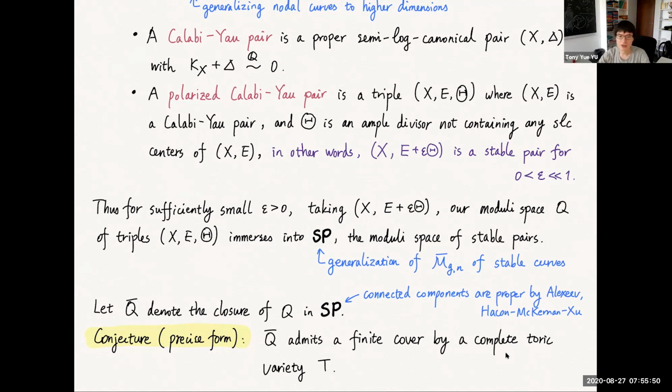In the lecture tomorrow, I will explain how mirror symmetry and the mirror family that we constructed in the proof of the Frobenius structure conjecture can be applied to prove a special case of this conjecture and for the study of the moduli space of Calabi Yau pairs.